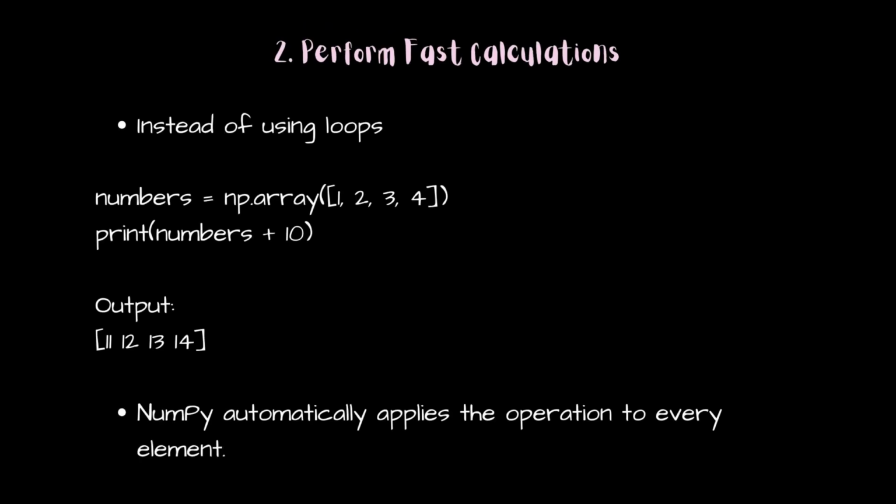Second, NumPy performs calculations very quickly. Imagine you have the numbers 1, 2, 3, and 4, and you want to add 10 to every value. In regular Python, you might need a loop. With NumPy, one operation updates every element instantly. This becomes extremely powerful when working with thousands or millions of values.